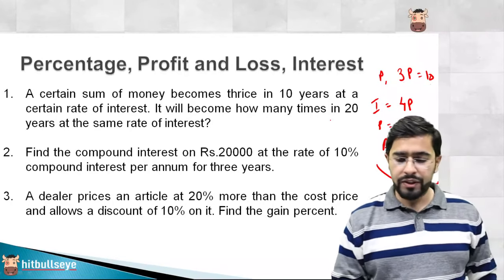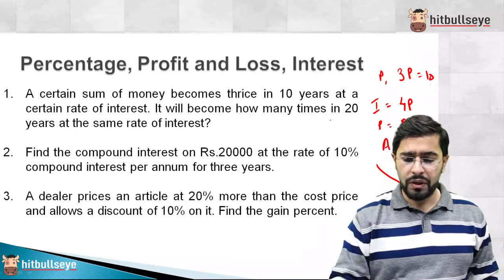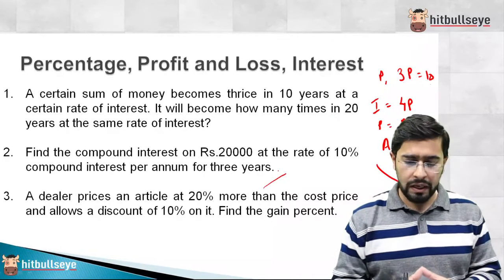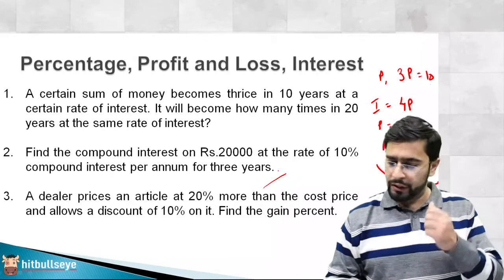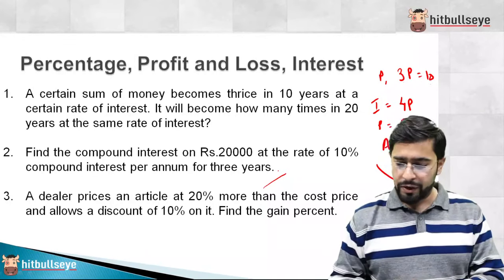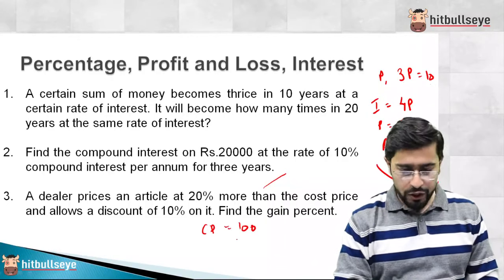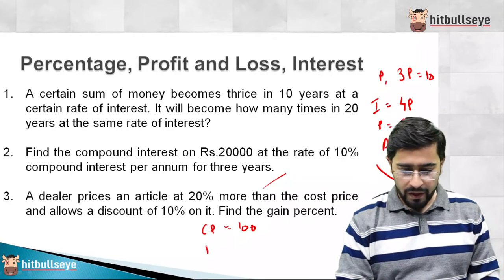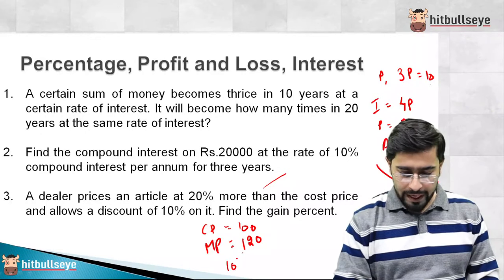Moving ahead, find the compound interest on 20,000 at the rate of 10% interest, a direct formula based question. Once you put the numbers in that very formula, you will arrive at this answer. And last is a dealer prices an article at 20% more than the cost price and allows a discount of 10% on it. Find the gain percent. Okay, let's suppose the cost price is 100. So dealer prices at 20% more. So the marked price becomes 120. Discount of 10% on it.